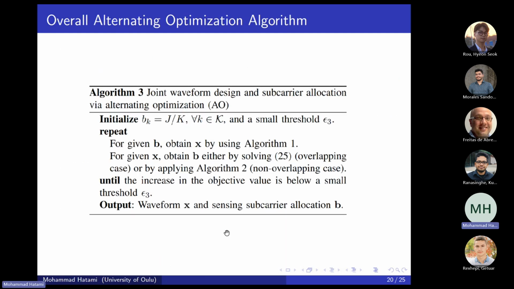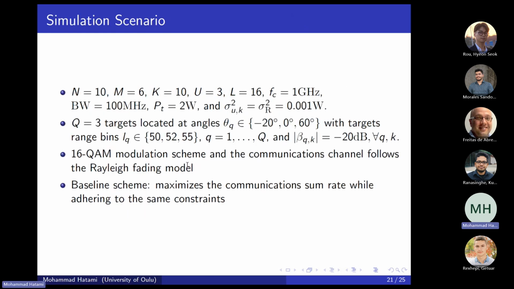And this is the overall alternating optimization algorithm that we have used to find joint waveform and subcarrier allocations. We start with fixing the subcarrier. So we have chosen an initialization for subcarrier, which is uniform here. And then we fix the subcarrier and find the waveform design there. Then we fix the waveform and find the subcarriers and do it iteratively until convergence. And let's go to have some results and discuss the results.